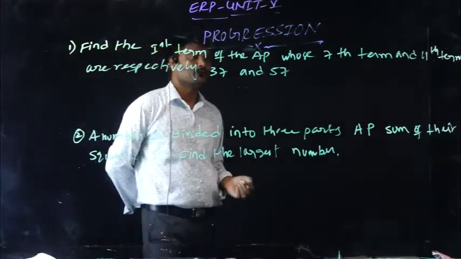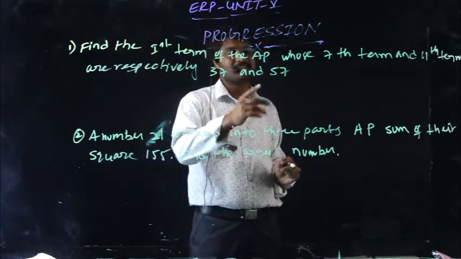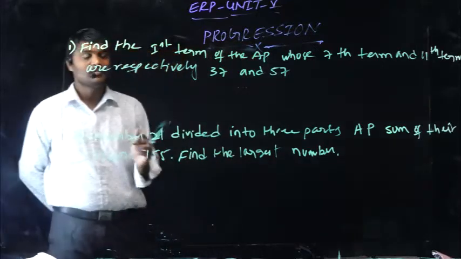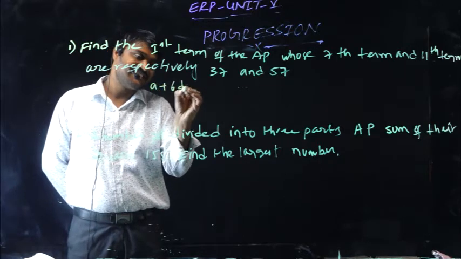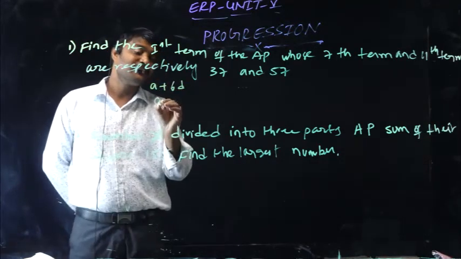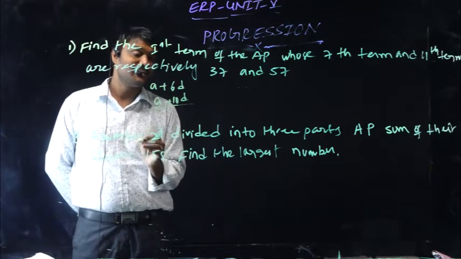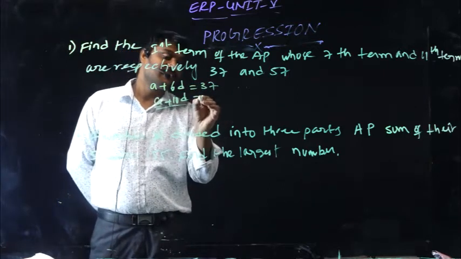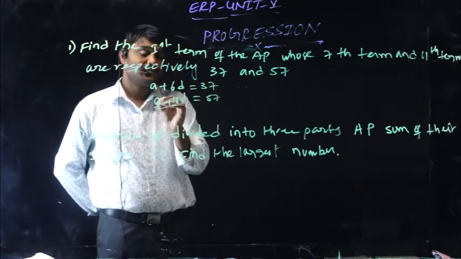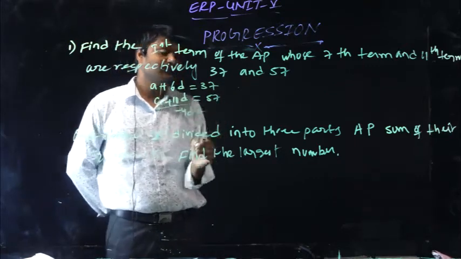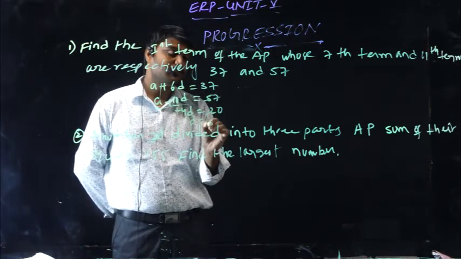Find the first term of the AP whose 7th term and 11th term are respectively 37 and 57. You know already, 7th term means a plus 6d, 11th term means a plus 10d. Here you can subtract: 37 minus 57 gives minus 20, and a plus 6d minus a plus 10d gives minus 4d. So d equal to 5.